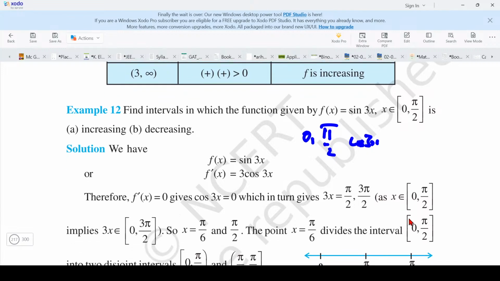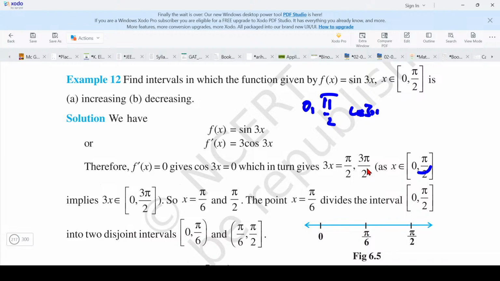So if 3x is belonging to 0 to 3 pi by 2, now look at this. When x is belonging to 0 to pi by 2, what does that mean? 3x belongs to 0 to 3 pi by 2, right? And then it will change signs, right? Where will it change signs? When x is pi by 6, what will be 3 pi by 6? It is pi by 2.